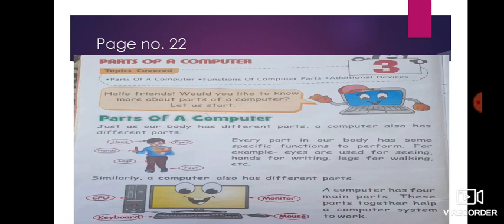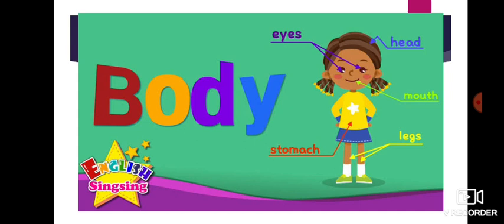What are parts of a computer? What are parts? In your book, an example is given about body parts. Let's read it. Just as our body has different parts, a computer also has different parts. Every part in our body has some specific functions to perform. For example, eyes are used for seeing, hands are for writing, legs for walking, etc.